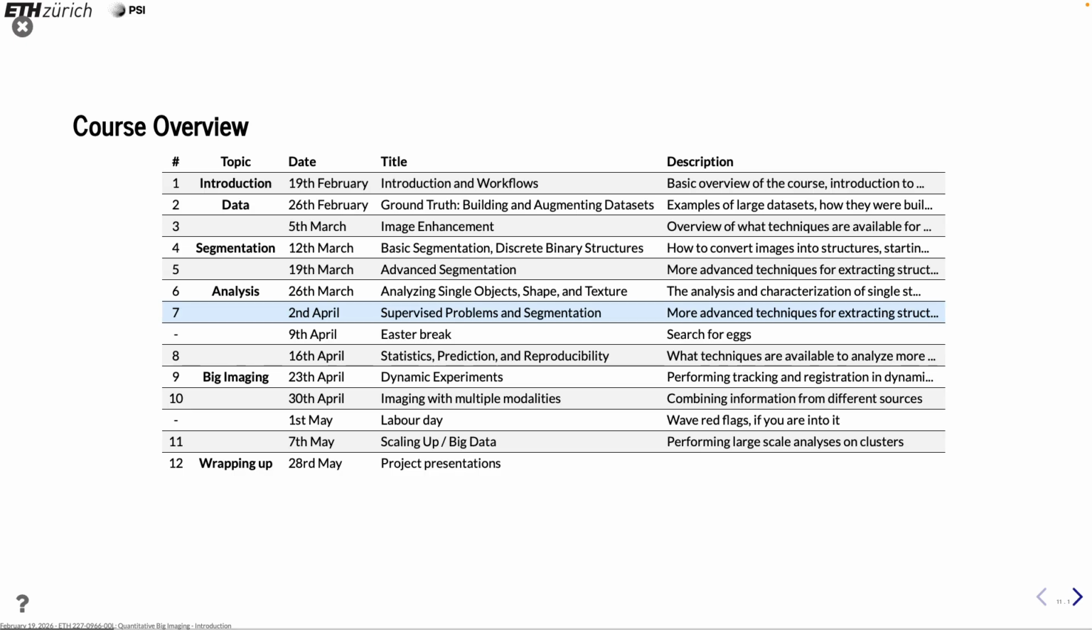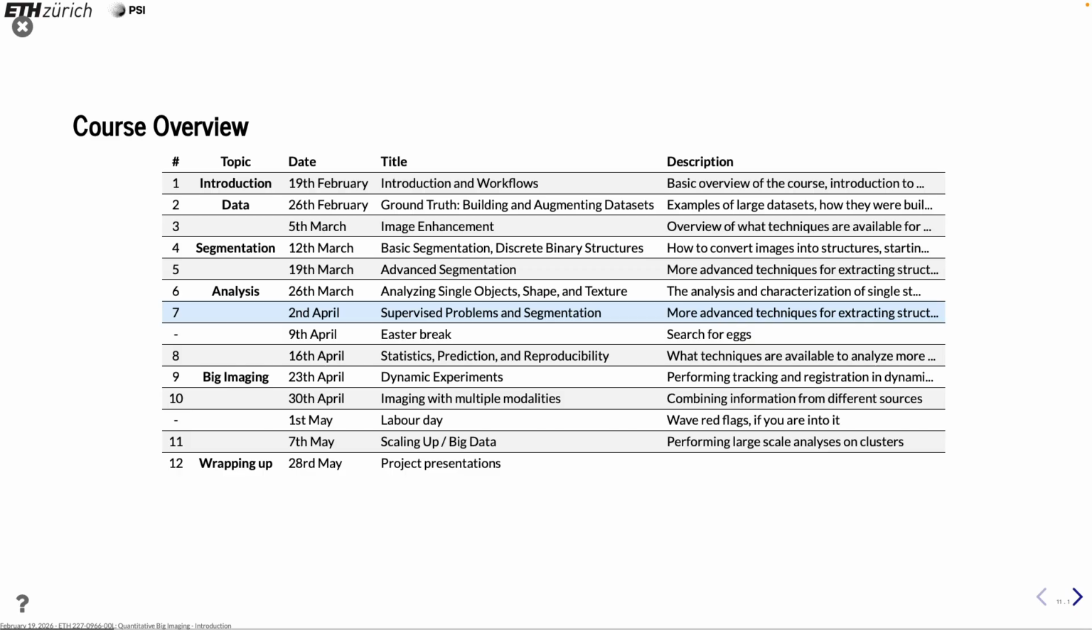Then there is actually Easter break, so then go search for eggs. And after that, we go on with statistics, how to do a statistical analysis and things to think about in that sense. Also looking into a little bit about uncertainties.